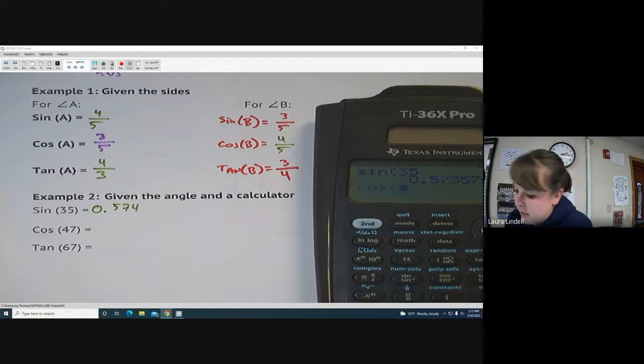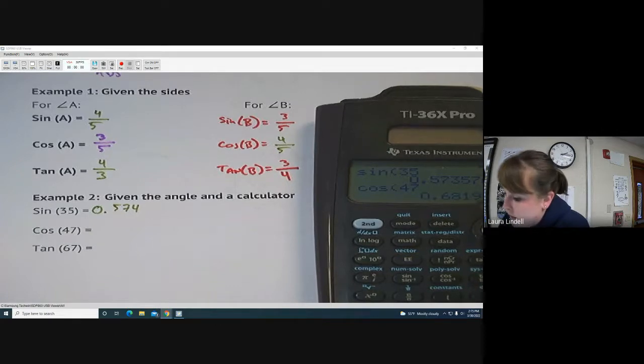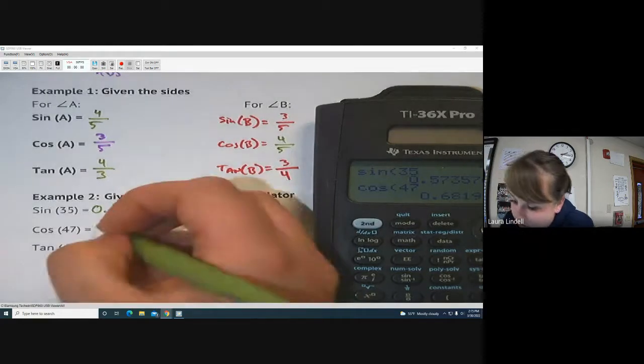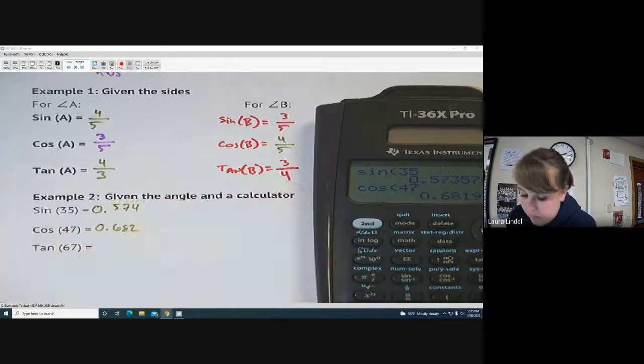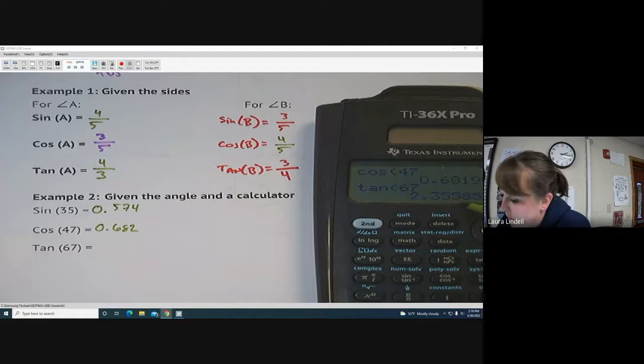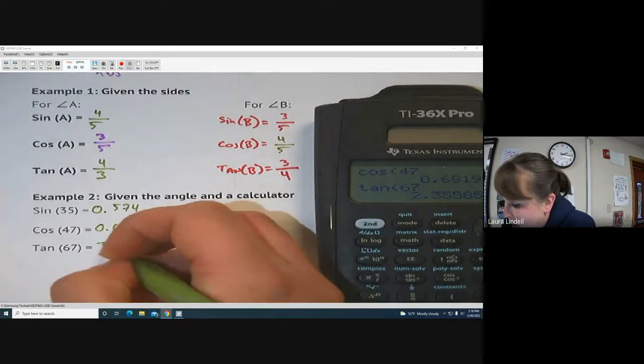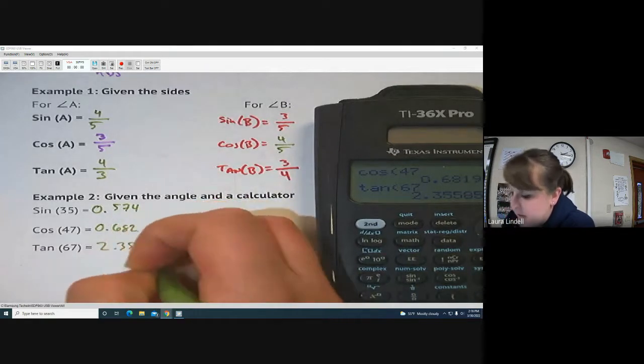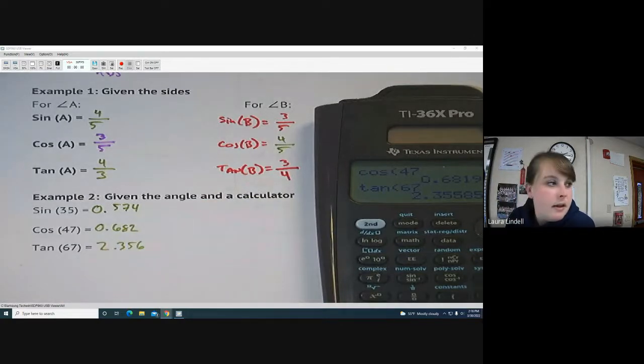What if I type cosine 47, enter? All right, the 9 tells me to round the 1 up to a 2. So 0.682 would be my answer. All right, simple as that. Let's try tangent now. Tangent of 67, enter. All right, here the 8 tells me to round the 5 up to a 6. So 2.356 would be my answer there. All right, so that's as simple as it is with the calculator.